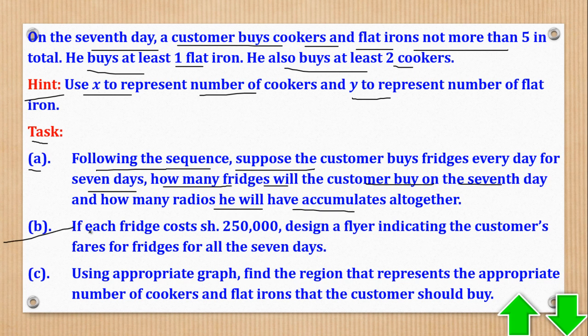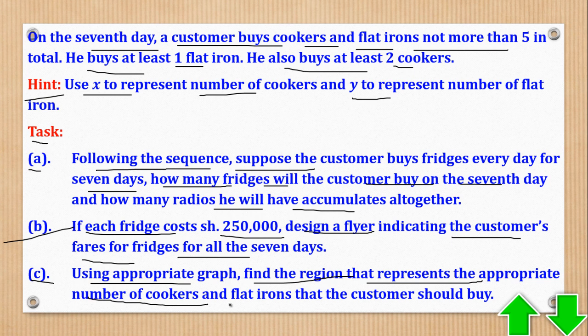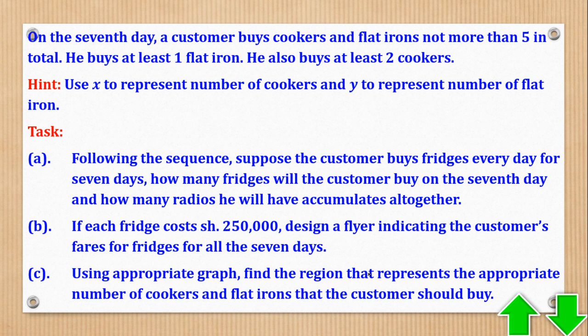That is task A. Task B. If each fridge costs shillings 250, design a flyer indicating the customer's fares for fridges for all the 7 days. And task C. Using appropriate graph, find the region that represents the appropriate number of cookers and flat irons that the customer should buy. So we are going to begin with task A, which is following the sequences. Suppose the customer buys for 7 days.